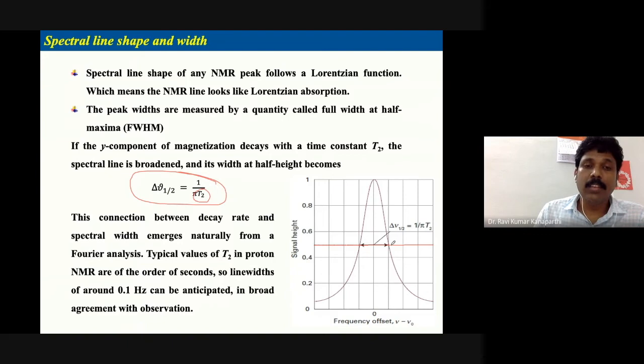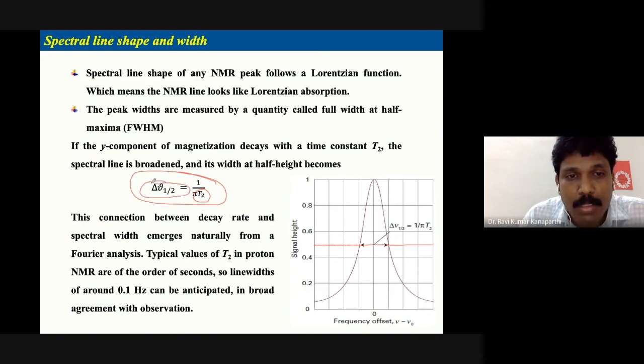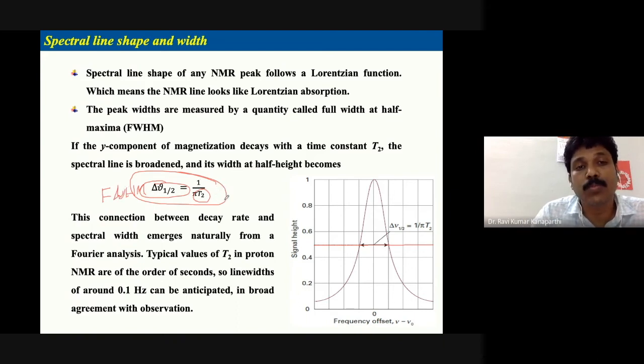And generally the resolution of the NMR spectrometer is related with this constant, that is the FWHM of the peak, so that can be measured. Okay, and the T2 relaxation width is basically related by this. So this is nothing but the FWHM of the NMR signal. Simply you can remember like this: FWHM of the NMR signal that you are actually looking at, which is equal to 1 over pi T2.